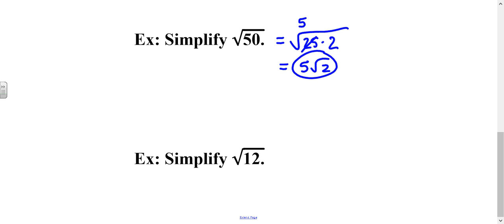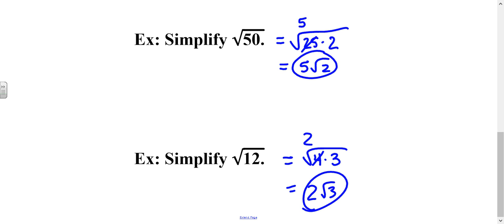12. This one isn't too complicated because there's not very many perfect squares that are less than 12. I could do 1, 4, or 9. So it's going to be 4. I can split that up into 4 times 3, and the square root of 4 is 2, so that comes out. And I get 2 root 3. All right.